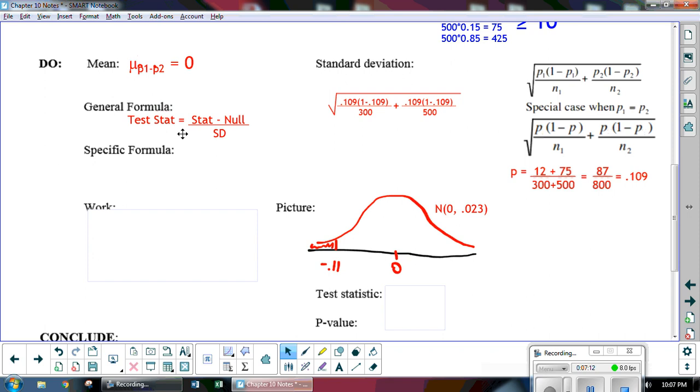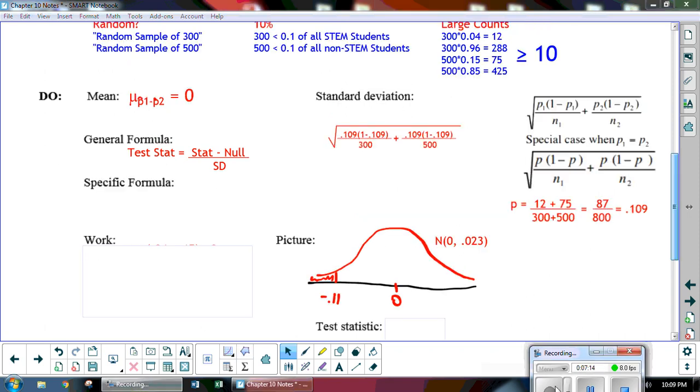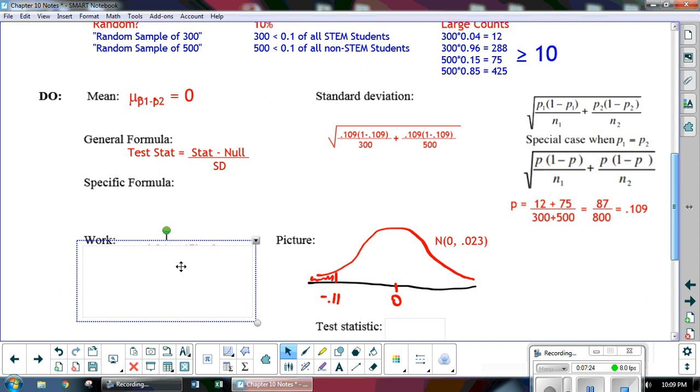The specific formula apparently, anyway, the specific formula apparently I forgot to write down when I was prepping this. My apologies. I'll show you the work and then I'll talk you through what the specific formula will be.